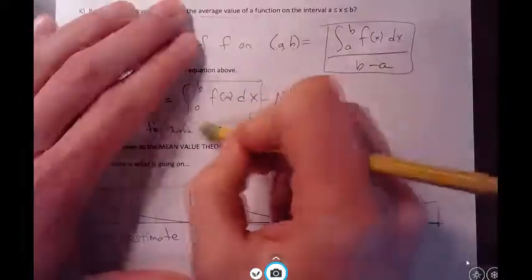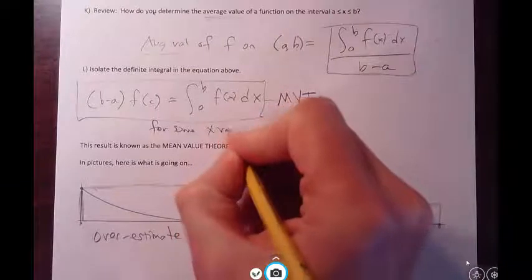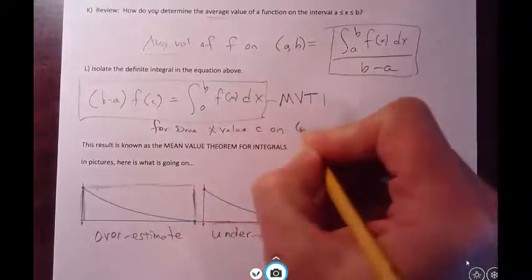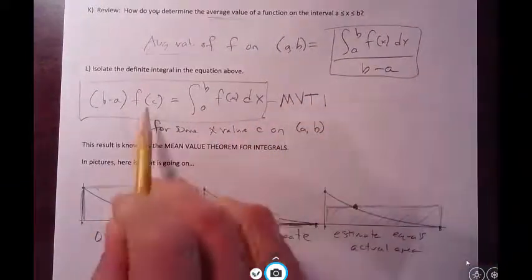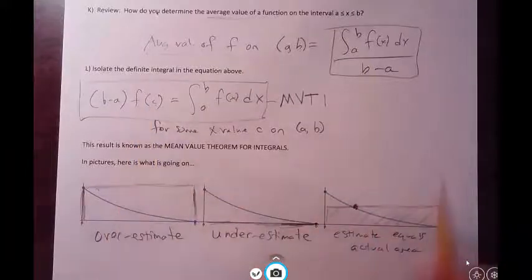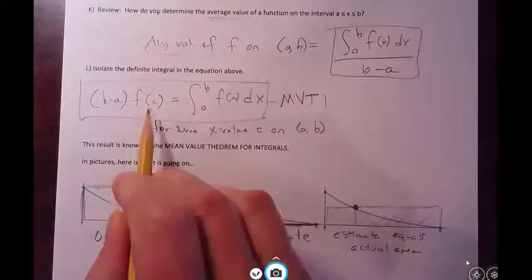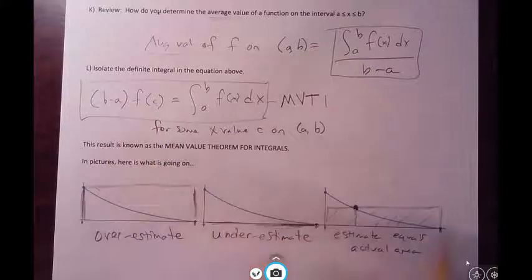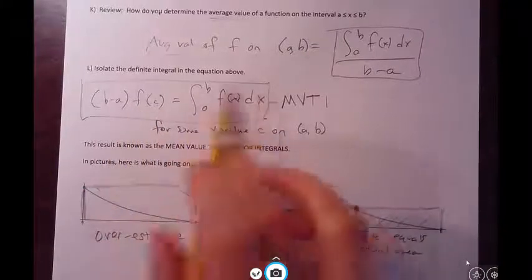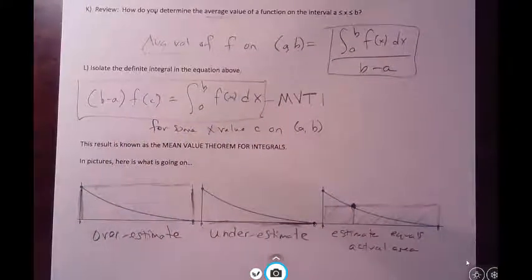And that's what they're saying up here, is that for some x value called c that's on the interval, the height of the function at that point times the width of the interval will give you the actual area under the curve. That's all MVTI is saying.